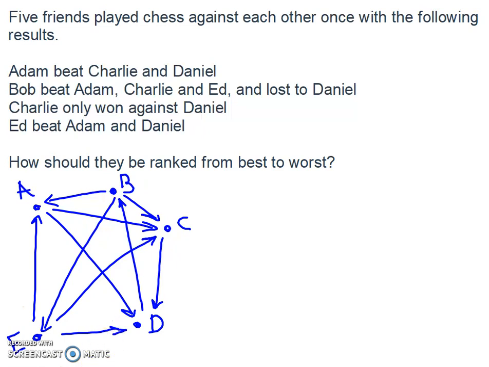So if we've done this completely, then we should have 4 competitions for each person. So 1, 2, 3, 4, 1, 2, 3, 4, 1, 2, 3, 4, 1, 2, 3, 4, and 1, 2, 3, 4. So we have an arrow representing each person.